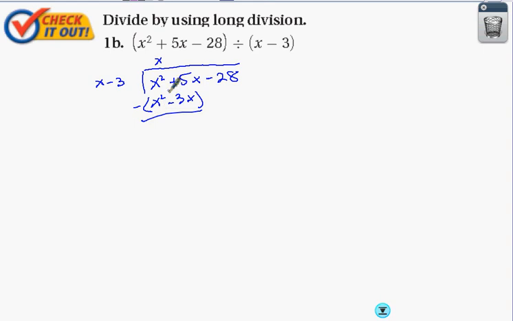That goes to 0. Two negatives make a positive, so 5x plus 3x is 8x. Bring down the negative 28. x times what is 8x? The answer is 8. So 8 times x is 8x. Negative 3 times 8 is negative 24. Subtract the expression from the one above. 8x minus 8x is 0. Negative 28 plus 24. Two negatives make a positive. So that's going to be a negative 4. That is my remainder.